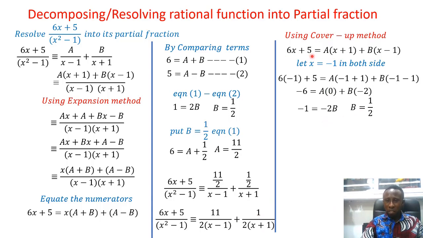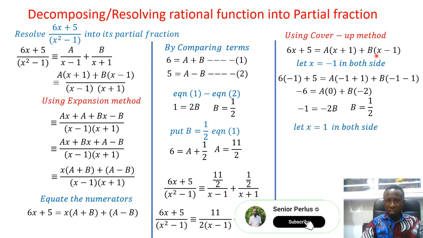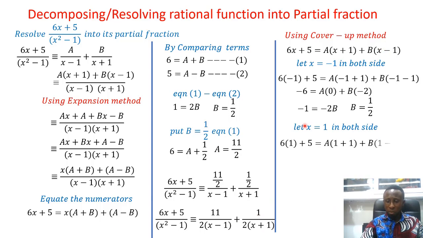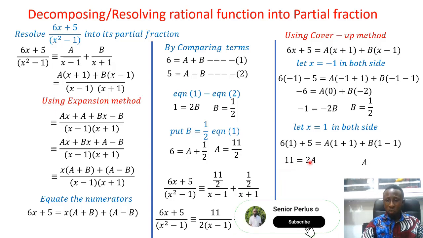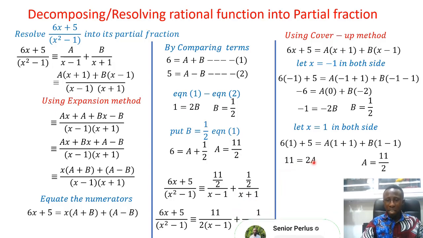So still I can use the cover up for this. So I will let s equal 1 so that I can get the a, my b will go to 0. So if s is 1, my b will go to 0, so it will be 11 equals 2a. Therefore my a is 11 out of 2.